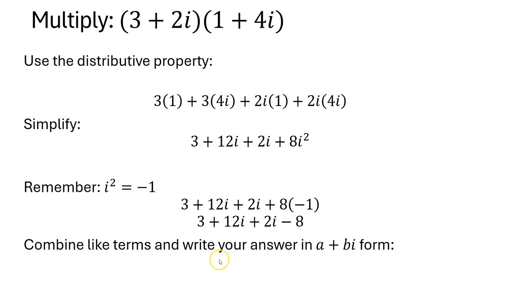Now let's put it together in standard form. 3 minus 8 gives us a -5. 12i plus 2i gives us 14i. Constant comes first, and now we have our answer in standard complex number form: constant plus coefficient times i.